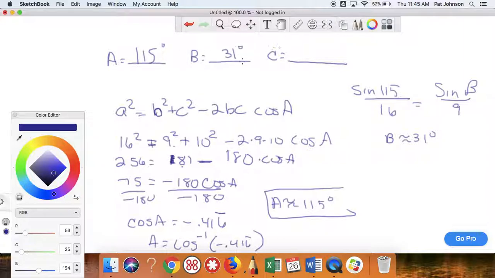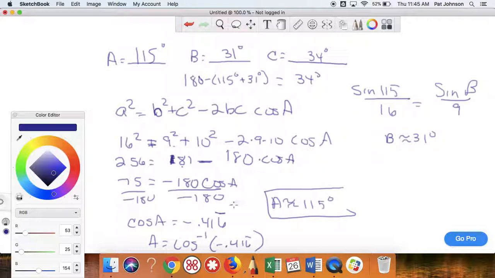So now can I find C? Yes, I'm going to do 180 minus 115 plus 31, which equals 34 degrees. Okay.